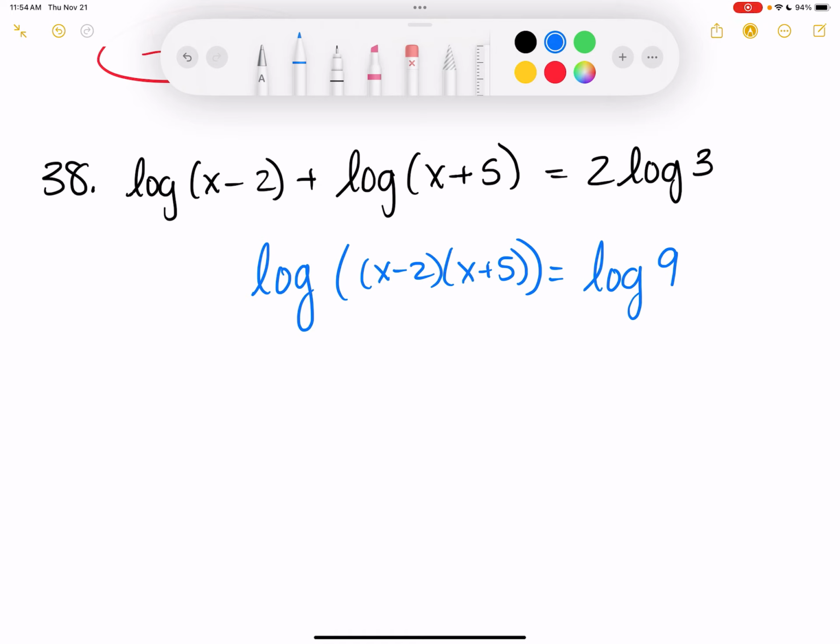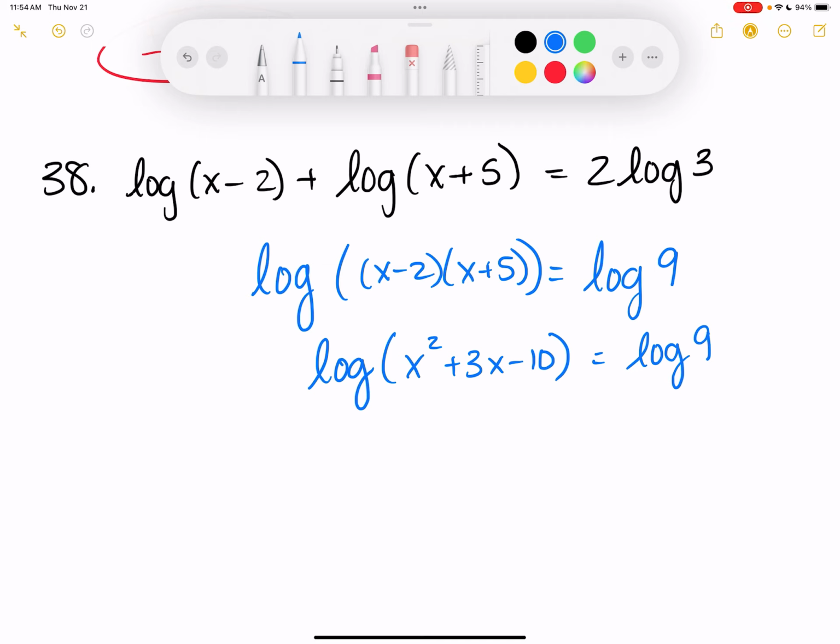So now I need to FOIL this in here. What do I get when I do that? X squared plus 3x minus 10. Yep. Any idea what the next step might be? See if y'all have any ideas. Yeah, subtract the right side to get everything all inside. So I don't need to do that. There's something else that I can do instead.